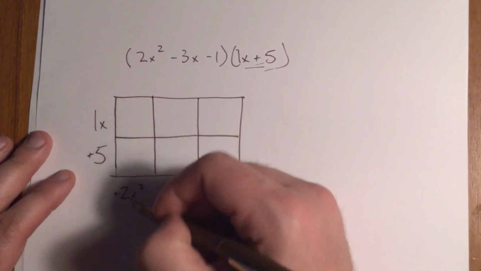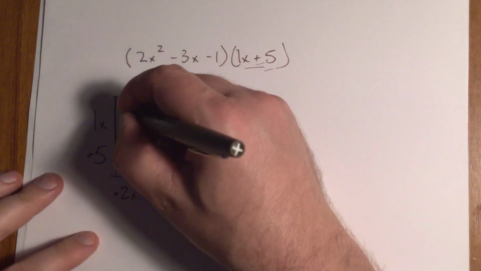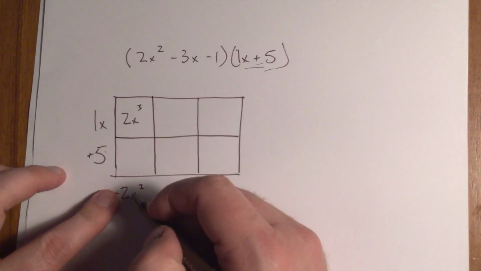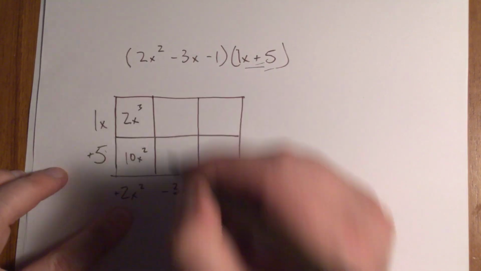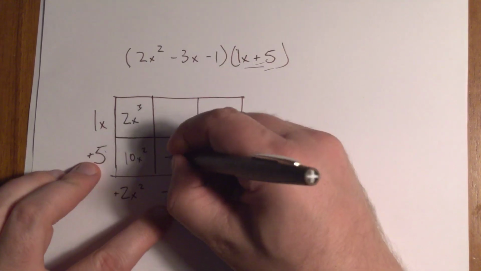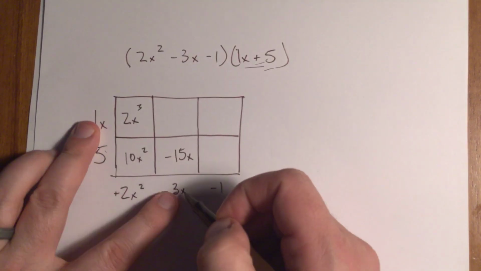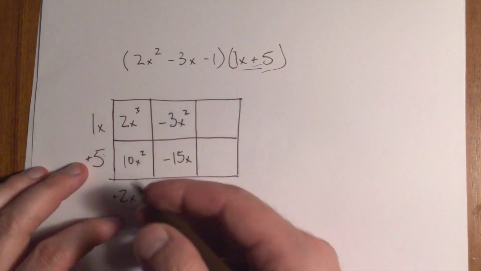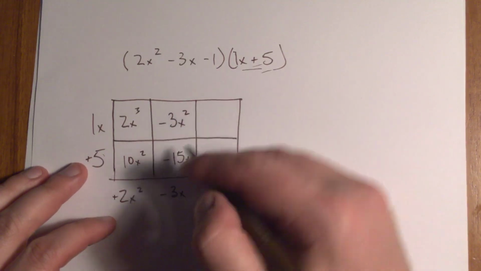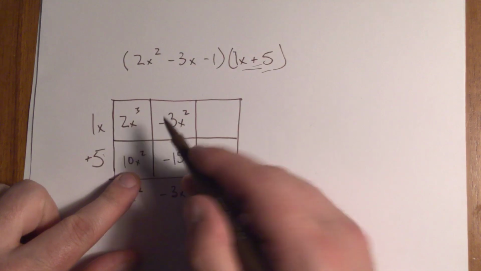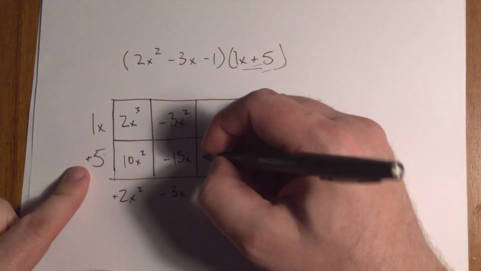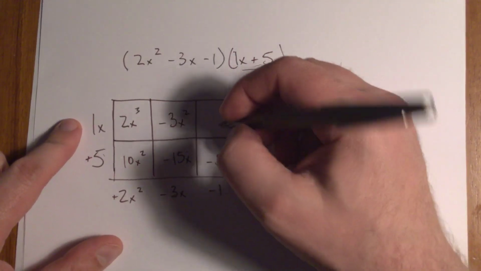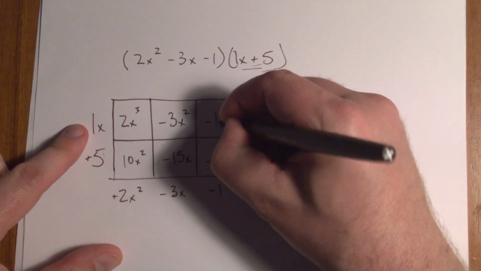So if I have x times 2x squared, that's going to be 2x cubed. And then 5 times 2x squared, that's 10x squared. 5 times negative 3x, that's negative 15x. 1x times negative 3x is negative 3x squared. 5 times negative 1, I mean, I can really stop here, but I'll continue just to do it, because I'm only really looking for these two here. But we'll go all the way through it. Negative 1 times 5 is negative 5. 1x times negative 1 is negative 1x.